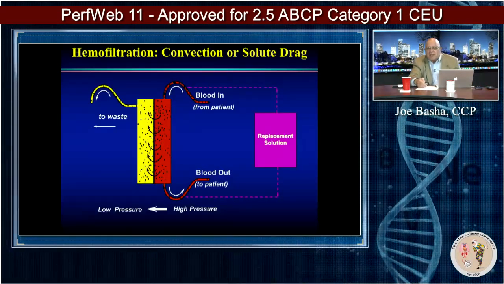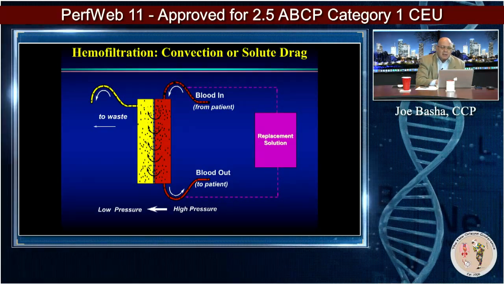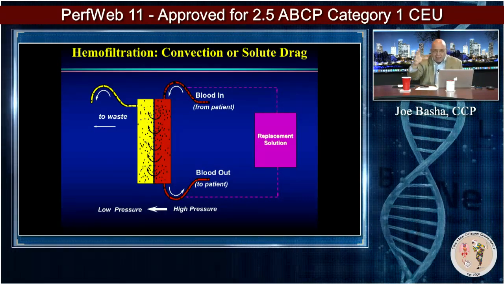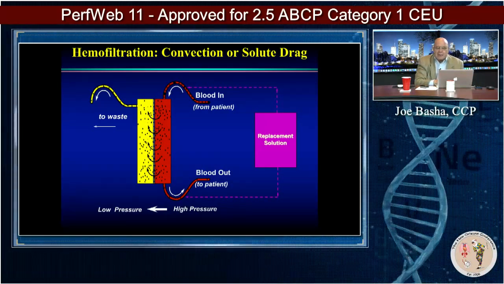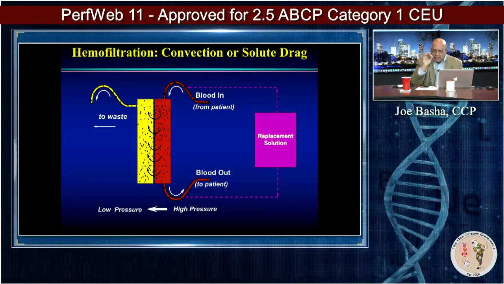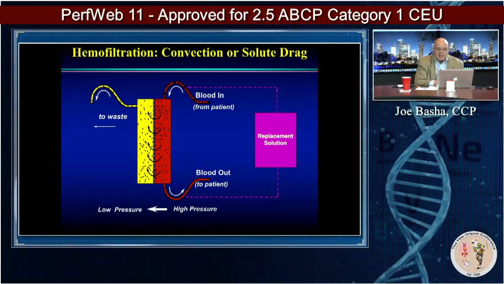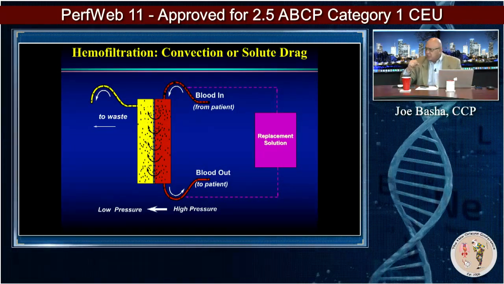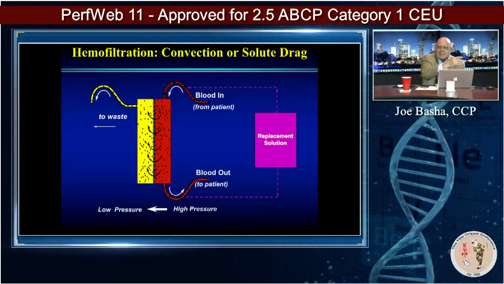So this is what convection looks like. You have blood going in. You have the little straw fibers of essentially a hemoconcentrator, and then blood coming back out to the patient, and you have a very high pressure on the blood phase. You have pores in the straws, in the fibers, of 50,000 Daltons. So what that's going to do is generate a pressure that is going to push the plasma water through the pores of the fibers to the waste and then out.